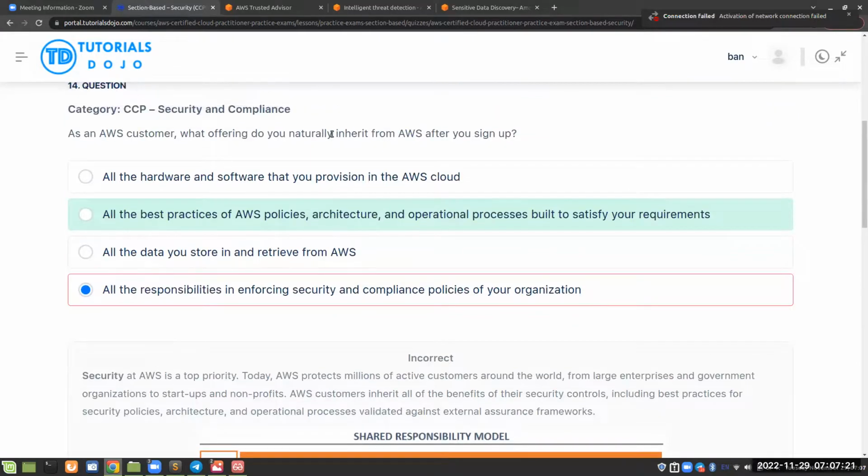So the key thing is, what do you naturally inherit? The hardware and the software, they still belong to AWS. You can't inherit that, right? The data you store always belongs to you. So it does not become AWS data. You cannot be inheriting what is yours. The security policies and compliance of your organization is still something that has to be enforced. It does not naturally happen immediately. So that's why these other ones are wrong. And then this is the correct one.